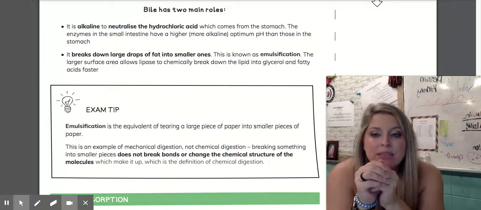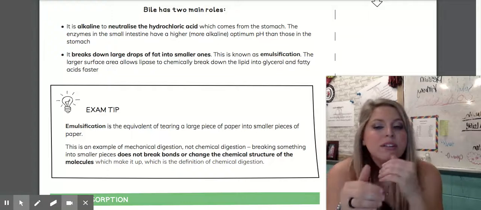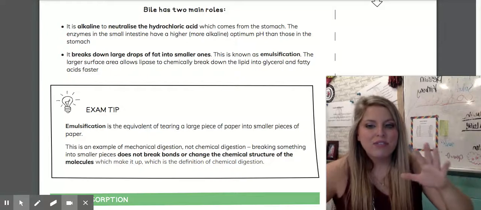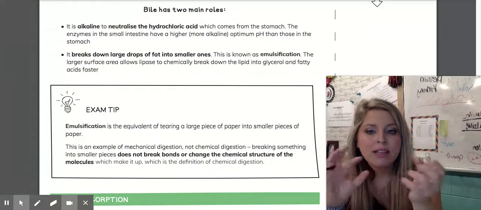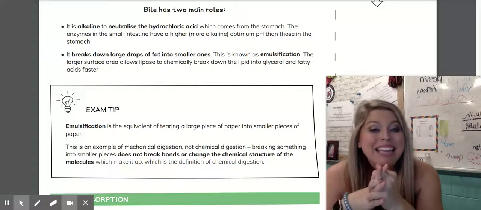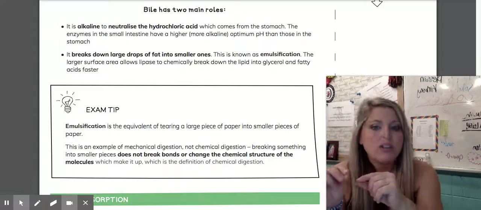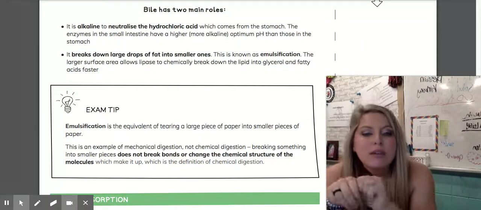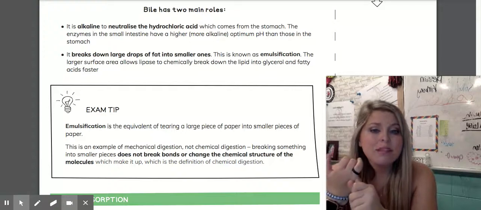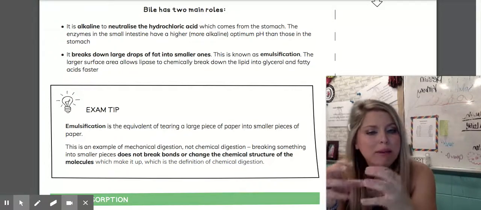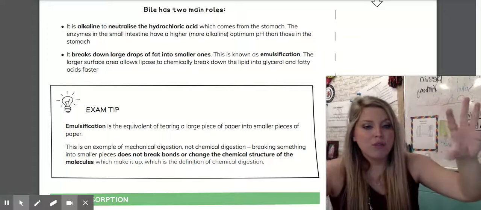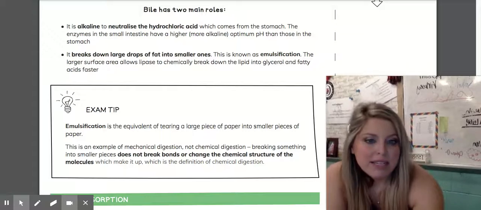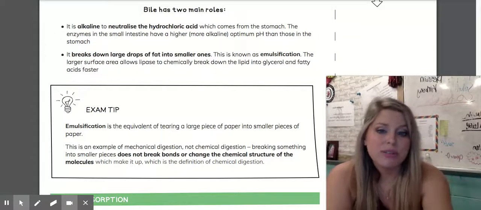Okay. Now, it's important to note that emulsification is the equivalent of tearing a large piece of paper into smaller ones. This is an example of mechanical digestion. So it's not chemical. I know it's happening in your body where we don't see it physically happening, but emulsification is going to be considered mechanical digestion, not chemical, because you're not breaking bonds. You're simply forming larger droplets into smaller ones, like you would tear a sheet of paper into smaller pieces. So then chemical digestion can occur more effectively.